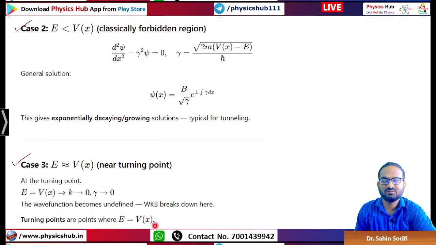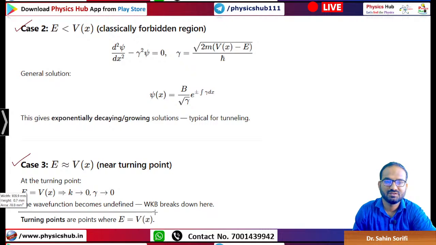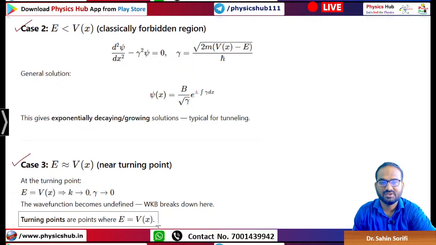Turning points are the points where E is equal to V of x. This is the most important thing to note. Turning points are points where E is equal to V of x.